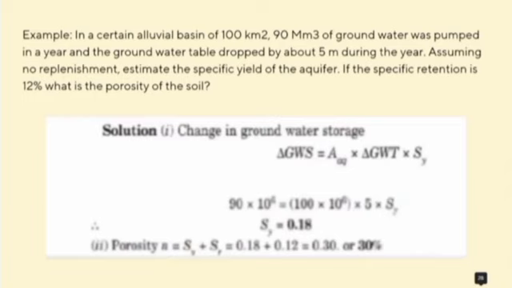By the way, specific yield for unconfined aquifer is unitless. That's why the answer for this is only 0.18. Let's move to the porosity.